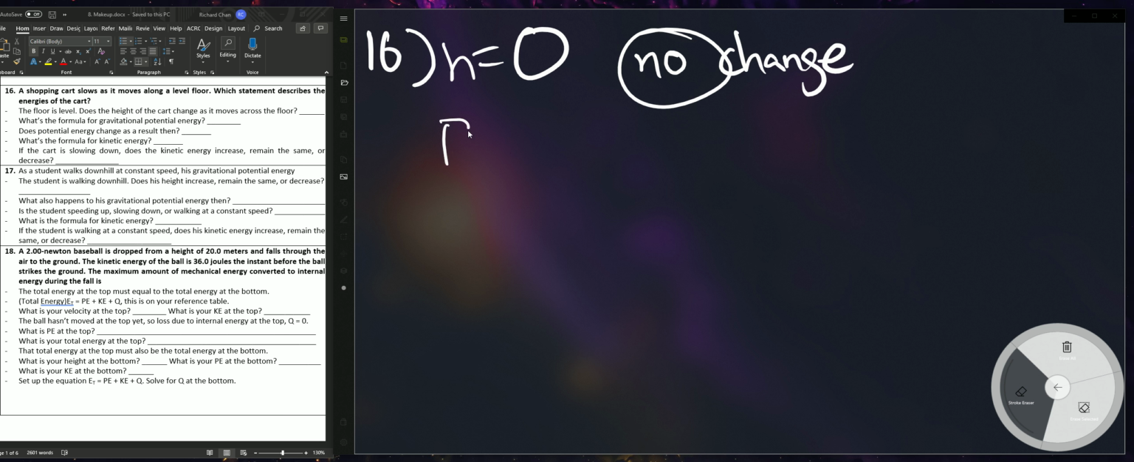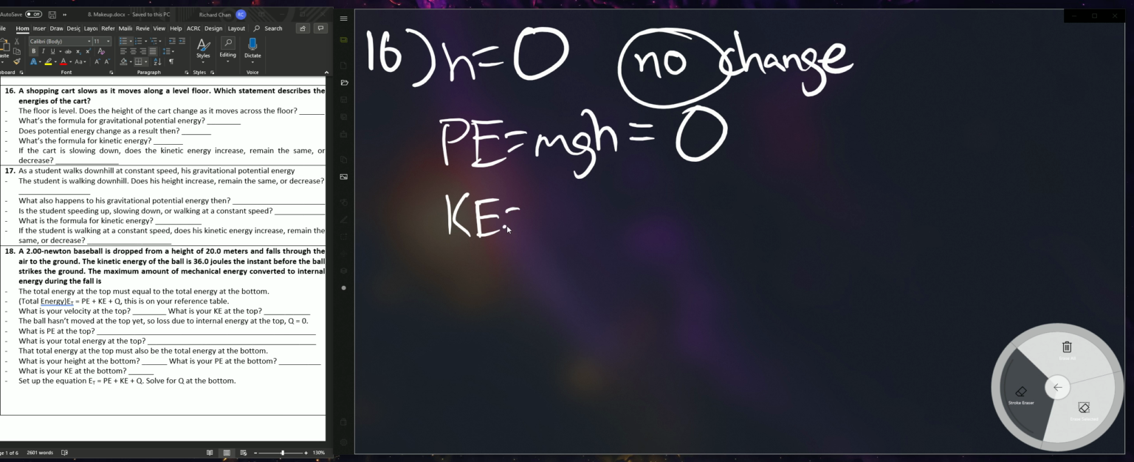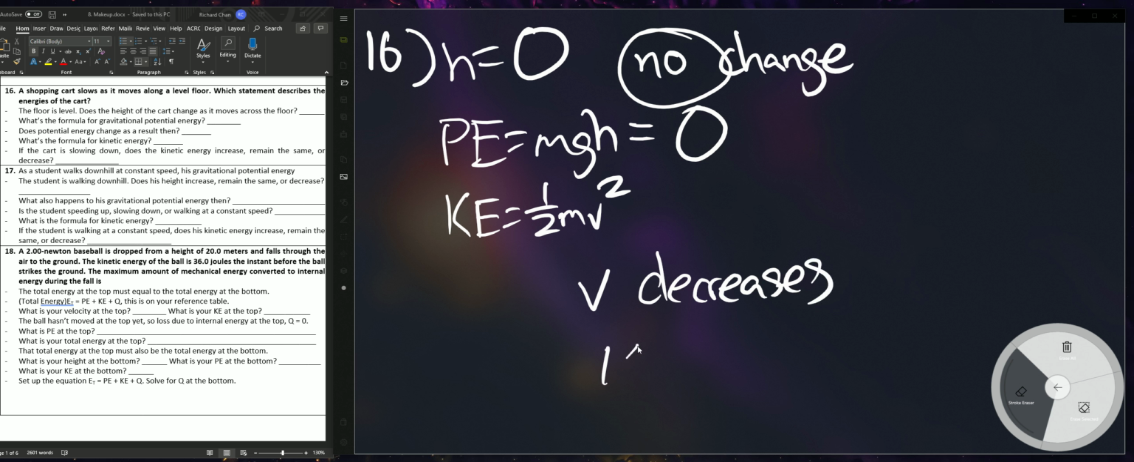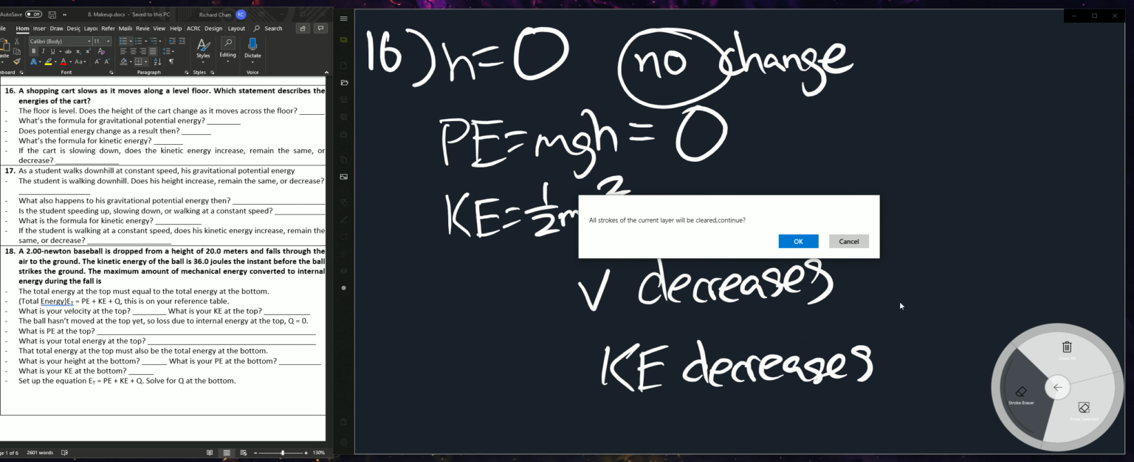Well, what is the formula for gravitational potential energy? It's mgh. Does potential energy change as well? No, it doesn't really change. Your formula for kinetic energy is 1/2 mv squared. If your cart is slowing down, does the kinetic energy increase, remain the same, or decrease? Well, if you're slowing down, your velocity decreases. And if your velocity decreases, then your KE decreases as well.